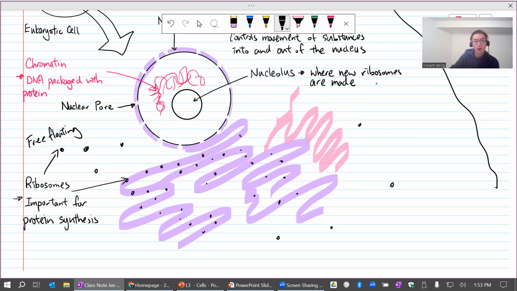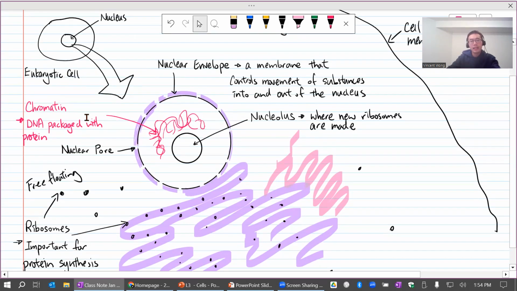Okay, so once you make the ribosomes, they can leave the nucleus through the pores. Some will be floating around on their own in the cytoplasm. Others will attach onto that purple network, which I have not told you the name yet. That comes later. So any additional questions about this picture? Feel free to ask, please.